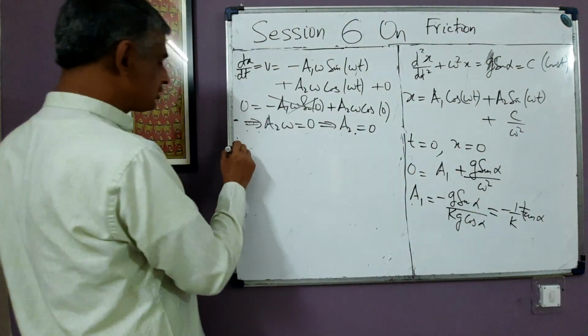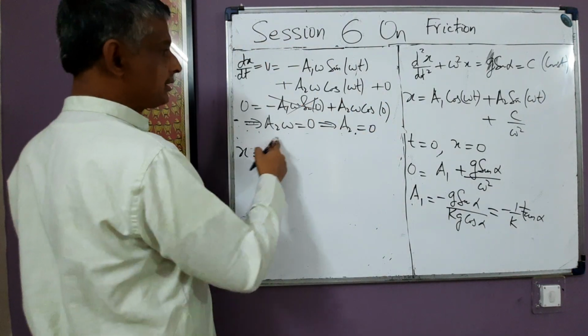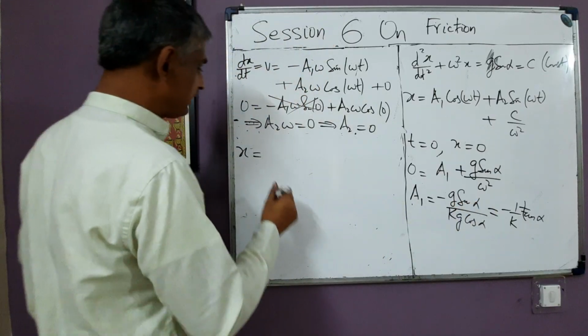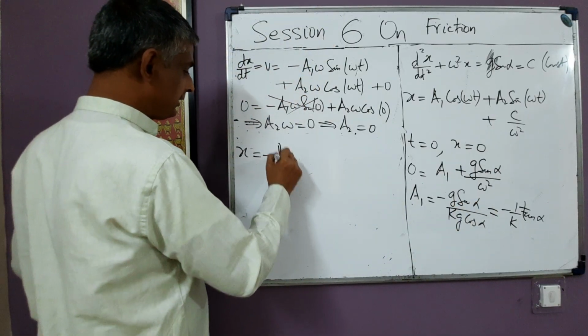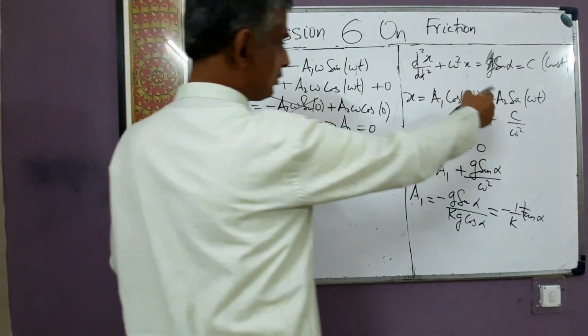So x becomes how much? X becomes A1. A1 is how much? Minus 1 by k tan alpha. Okay. A2 is 0. That term goes away.